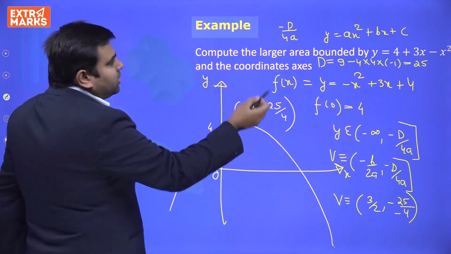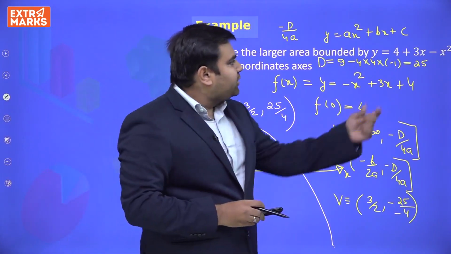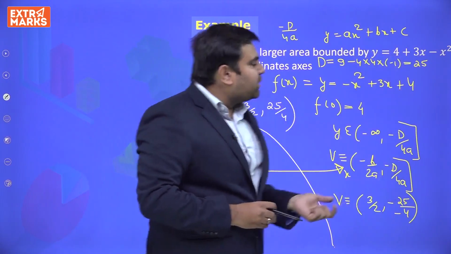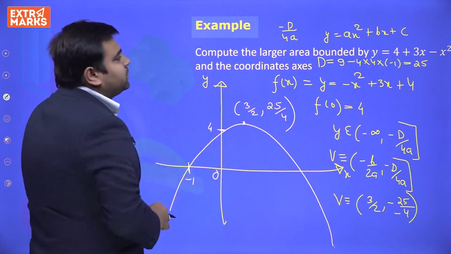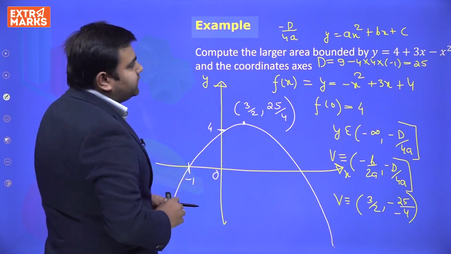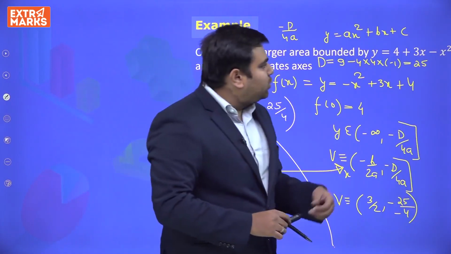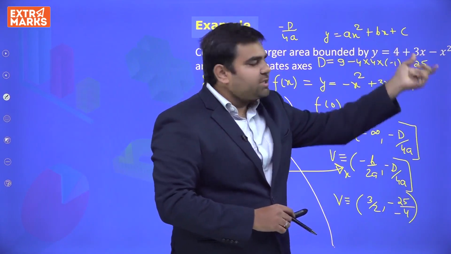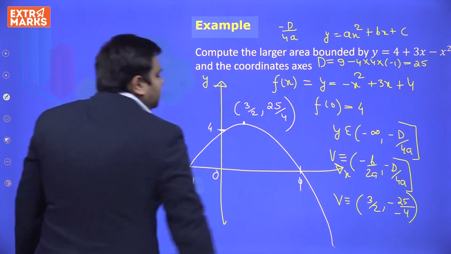If I calculate the roots, one root will come out to be minus 1, because if I substitute minus 1 over here, then this is 4 minus 3 minus 1, which is coming out to be 0. So one root is minus 1 for sure. And what would be the other root? The other root would be 4, because if I substitute 4 over here, this would come out to be 12 plus 4, 16, and 16 minus 16 is 0. So the other root is 4, right?